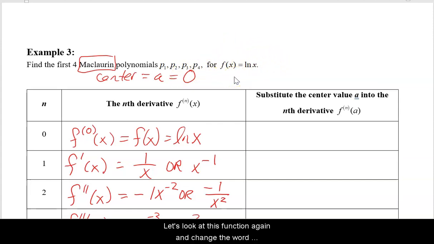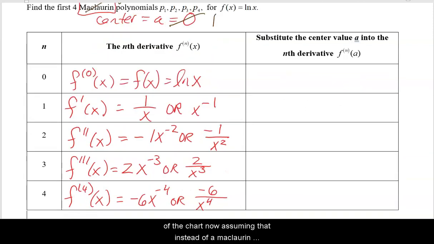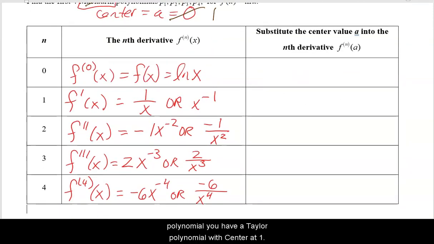Let's look at this function again and change the word from Maclaurin to Taylor and shift the center away from a equals 0. In this case, let's choose perhaps the number 1 for the center. If I rewrite this problem and make this now a Taylor polynomial with center not 0 but center equal 1, let's see if we can come up with an expression for that. You may want to pause the video again and fill in the rest of the chart, now assuming that instead of a Maclaurin polynomial, you have a Taylor polynomial with center at 1.